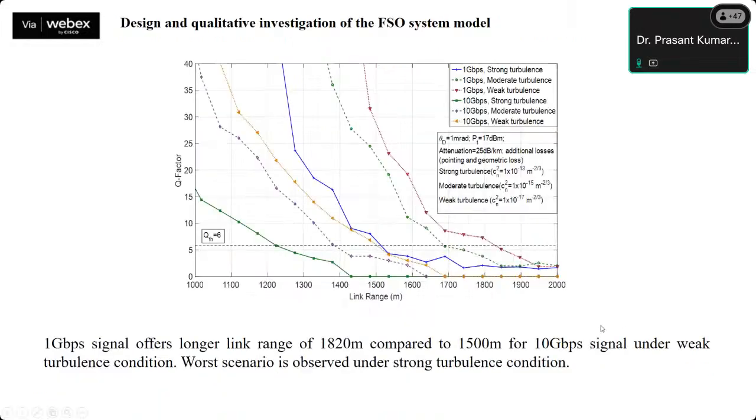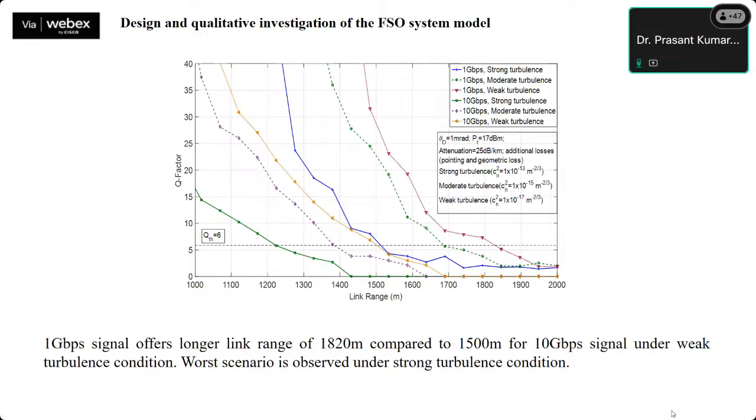So this result shows the Q factor versus the link range for different bitrate systems, which are subjected to different kinds of turbulence, like weak turbulence, moderate turbulence, and strong turbulence. Both for 1G and 10G we have evaluated, and the results are shown here. So under this turbulence impact, we have seen that the link range is getting affected.